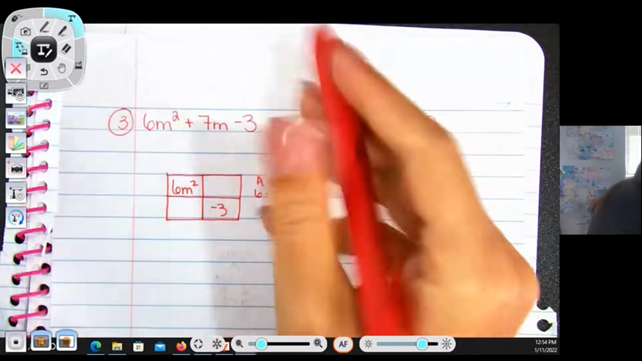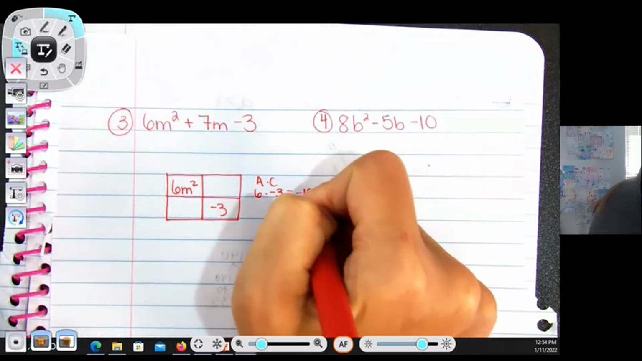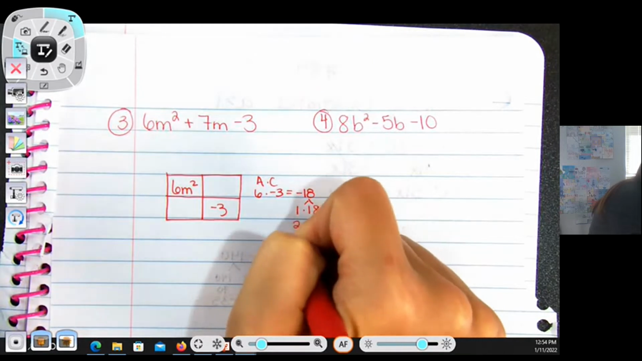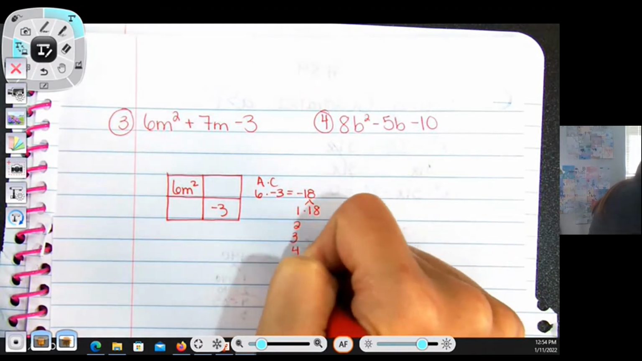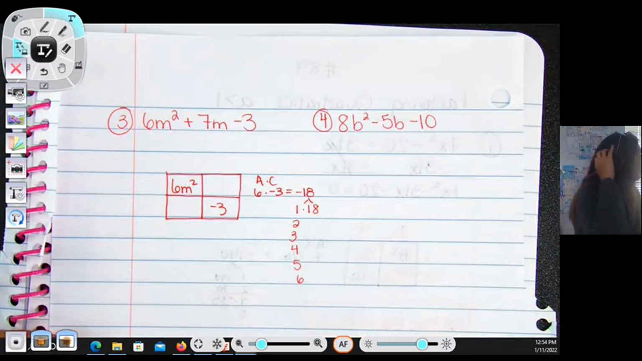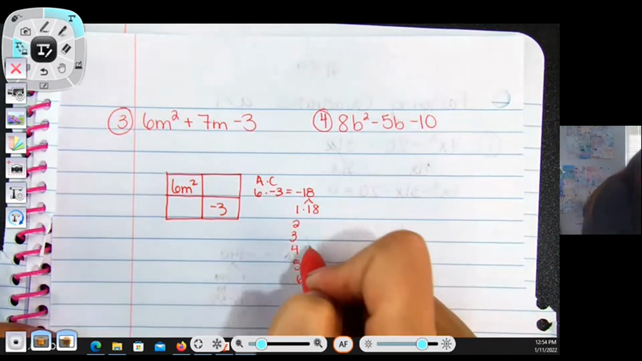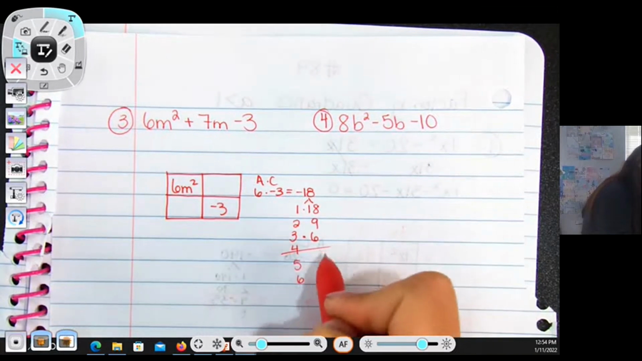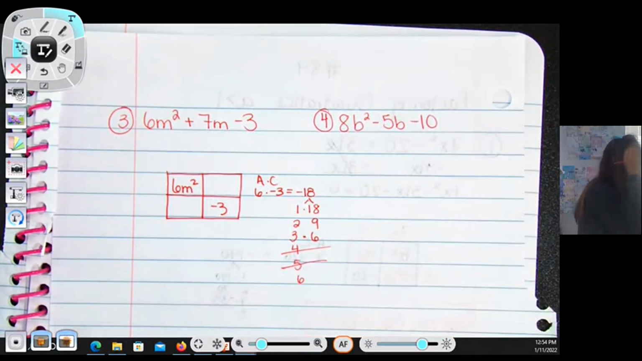If you're having trouble, I would start listing these. 1 times 18. 1 isn't gonna do it. 2 isn't gonna do it. 2, 3 is weird. 3 we already did. 3 times 6, that doesn't work. 2 times 9. 4 doesn't go in there. 5 doesn't go in there. 2 times 9.